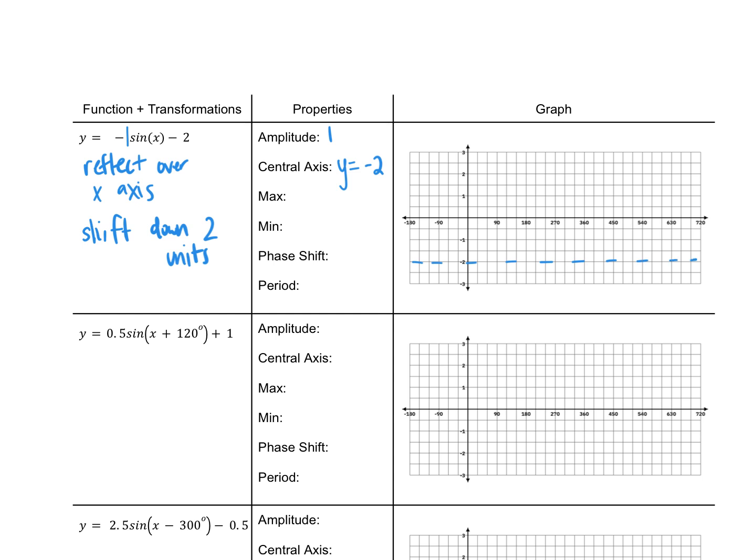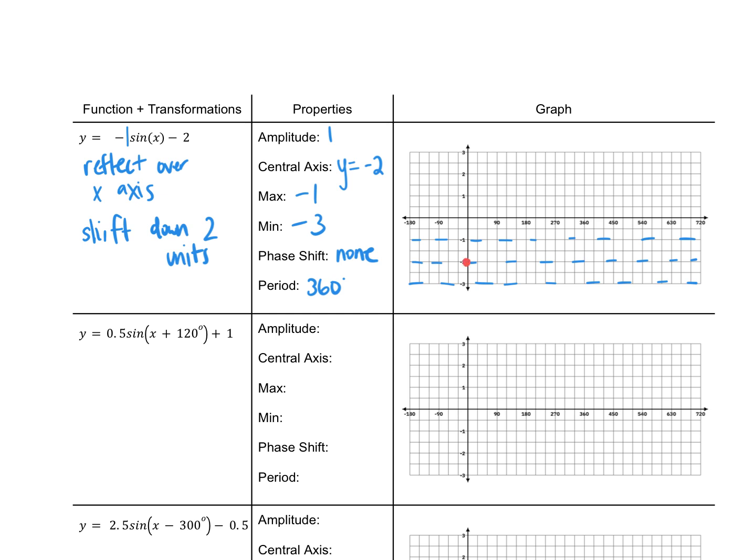And if our amplitude is 1, my maximum is going to be 1 above, so at -1, and our minimum 1 below, so at -3. Our phase shift, we don't have one, which means our starting point will be on the y-axis because we're not going to the right or left at all. And the period is 360. So we know typically our sine function would begin at the origin, but we're shifting everything down. So our starting point is actually going to be right here.